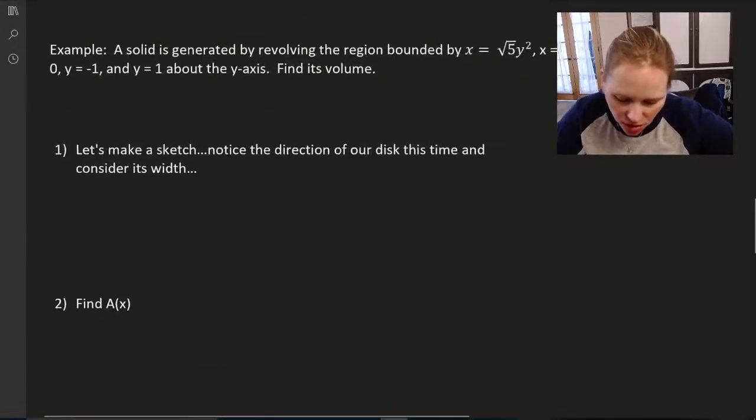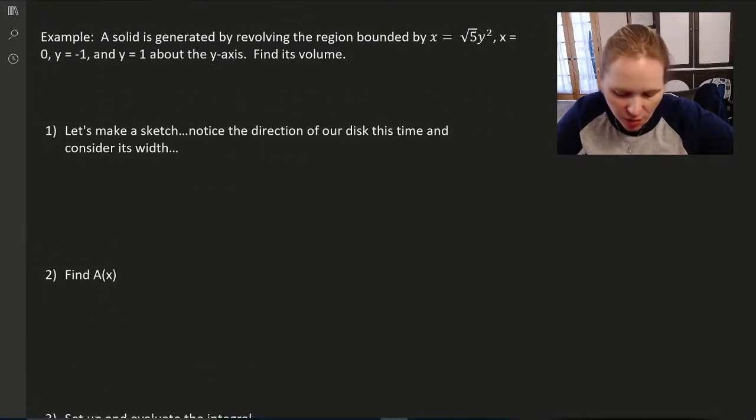So let's take a look at an example like this. A solid is generated by revolving the region bounded by x equals square root of 5 y squared, and x equals 0 and y equals -1 and y equals 1 about the y-axis. Find the volume. So let's make a sketch.